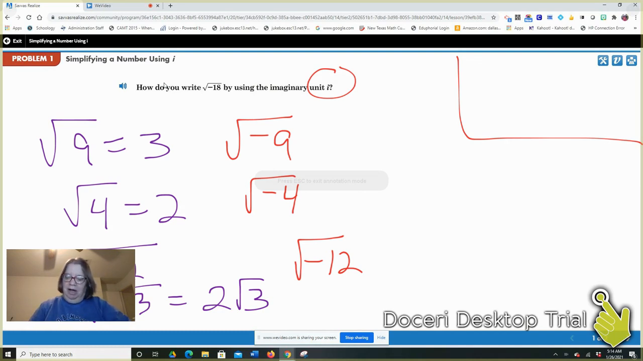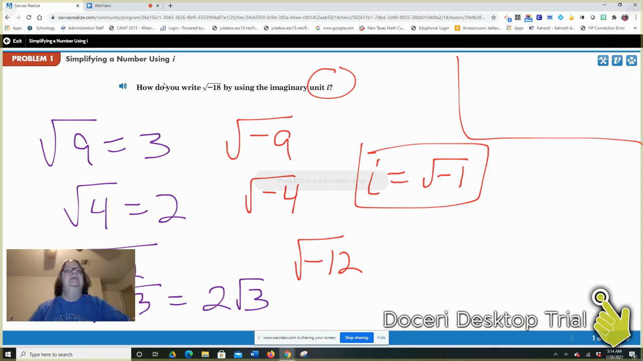This i represents the square root of negative 1. This is really important for you to remember. i is equal to the square root of negative 1, and i squared is negative 1, because if we do the square root of negative 1 times the square root of negative 1, we get negative 1. Okay? The sole purpose of this symbol, the i, is to represent the square root of negative 1.